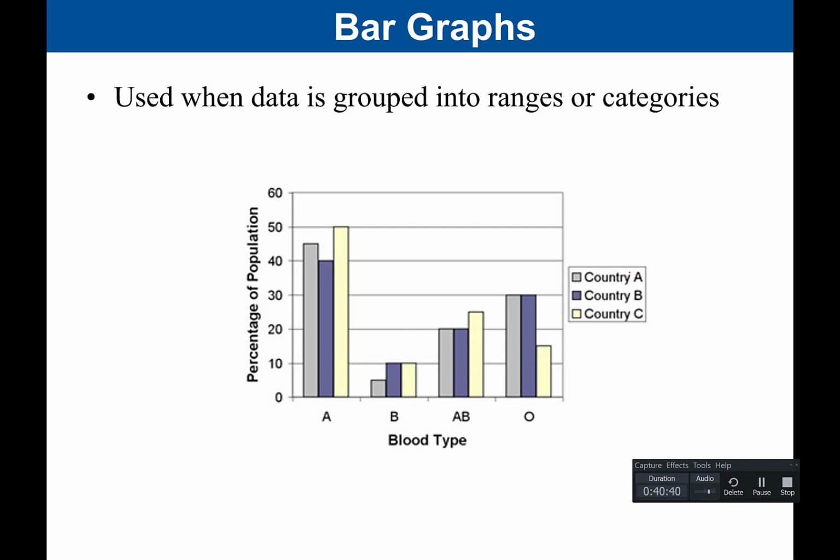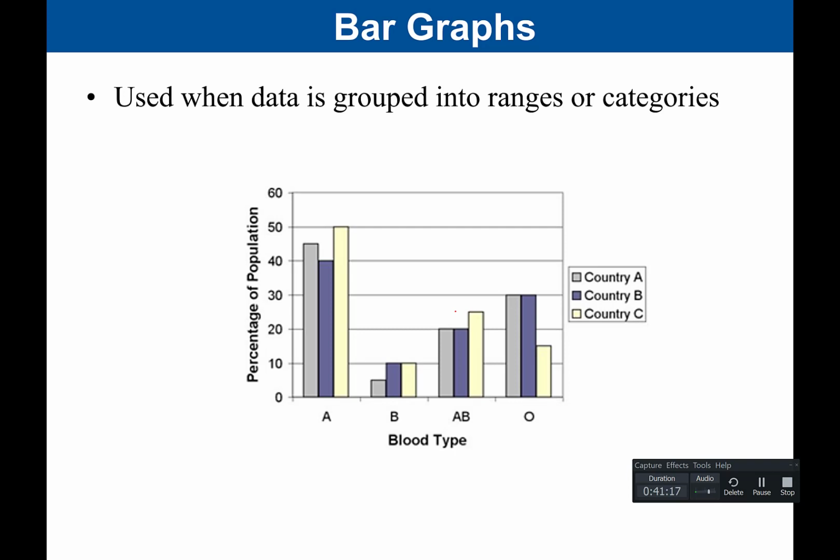represents country C. And so what you can see if you look at this, for example, is that country C has more people with blood type A and B than country A and B. So country C has more A and B than either country A or B. Country C has the lowest percentage of O-type blood when compared to country A and B, etc. So what you can see is that depending on what country you're in, that can change the percentage of the population that has a particular blood type.